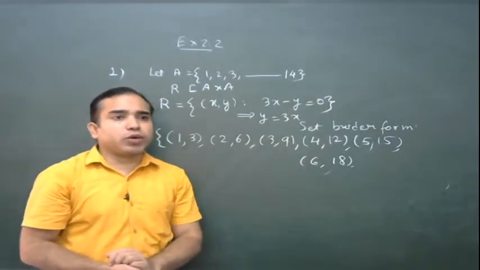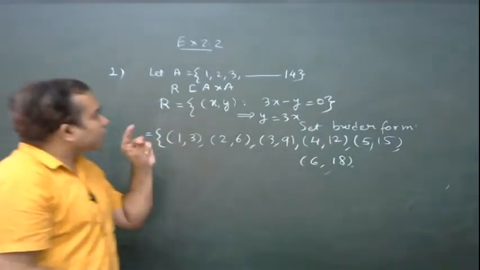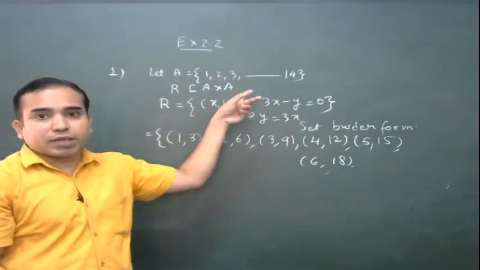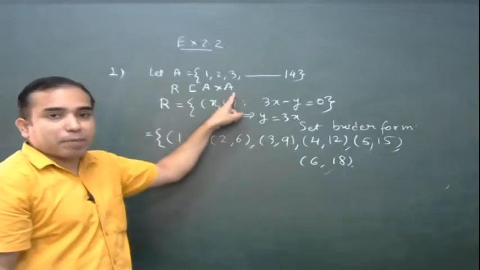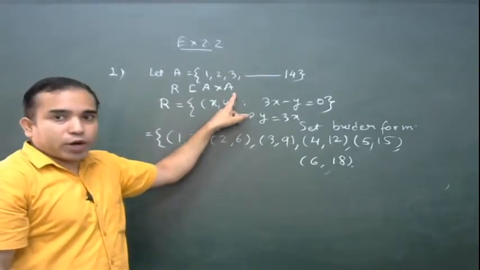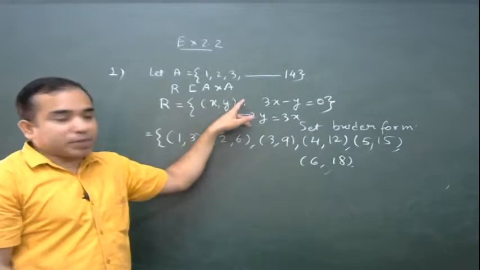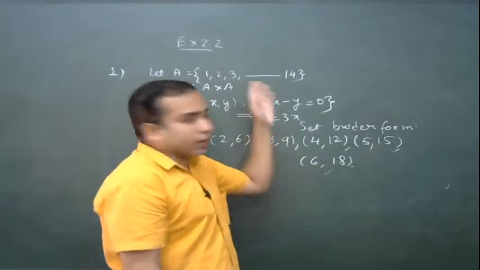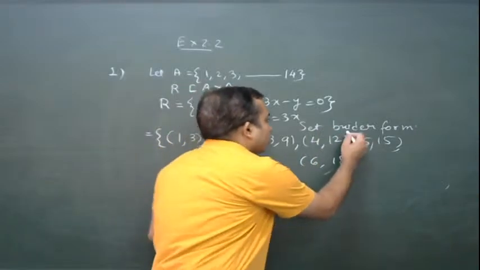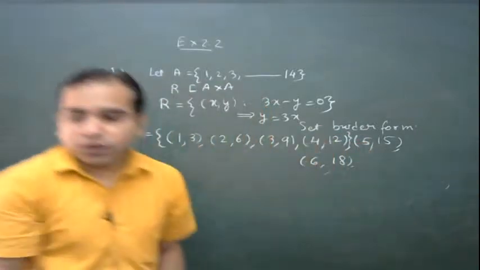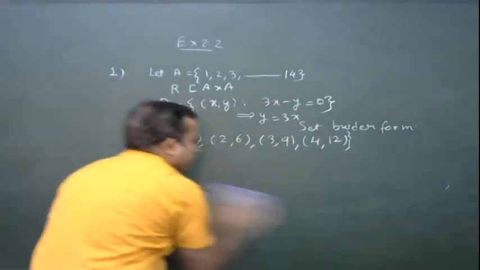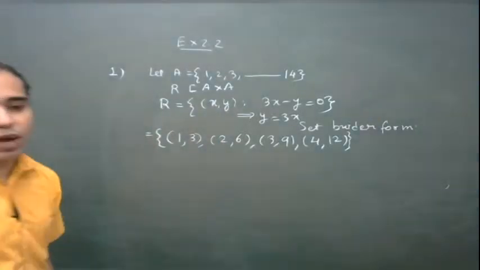You are right, Kuldeep Savankar, you have written correct, because x comma y both should belong to capital A. Y has to belong to capital A, the second set. You cannot take y outside capital A. So, if I write 5 comma 15, 15 is not there, so it is wrong. I should close the braces here. That is it. This is my capital R.